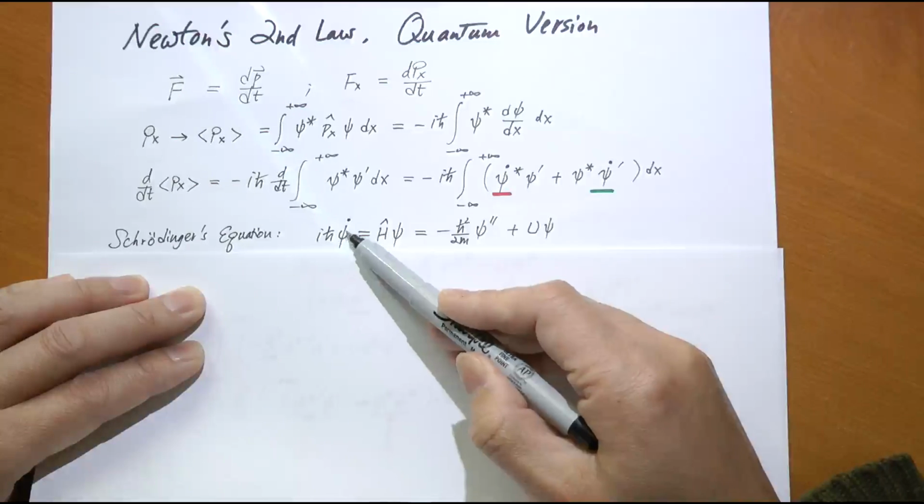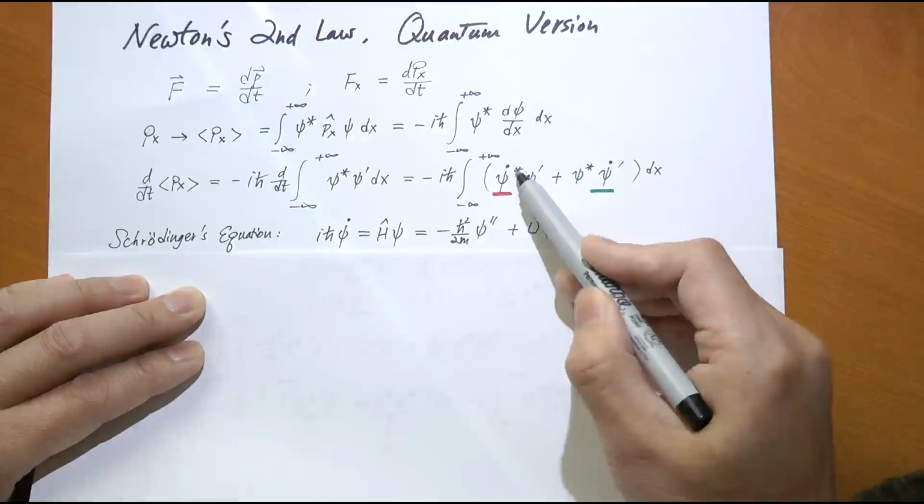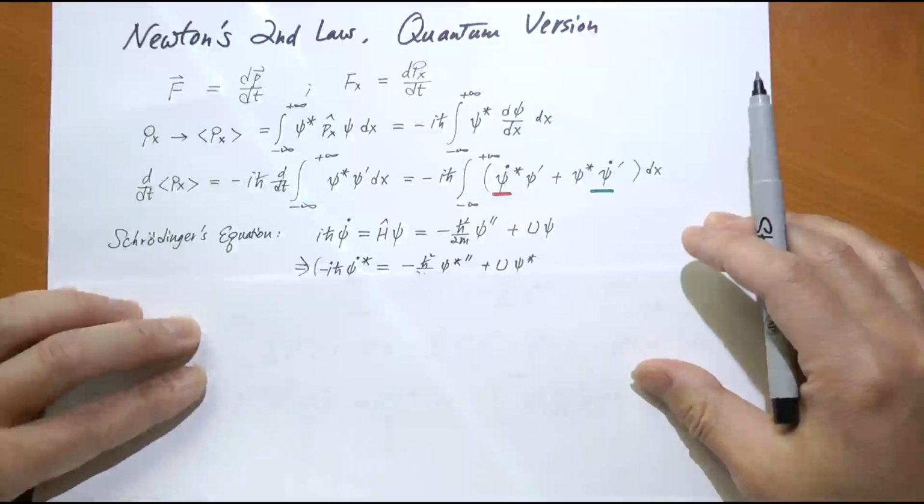From here, you know what psi dot is, okay? But I'm not interested in psi dot. I'm interested in psi dot star, the complex conjugate. So let me take the complex conjugate of both sides, and this is what I get.